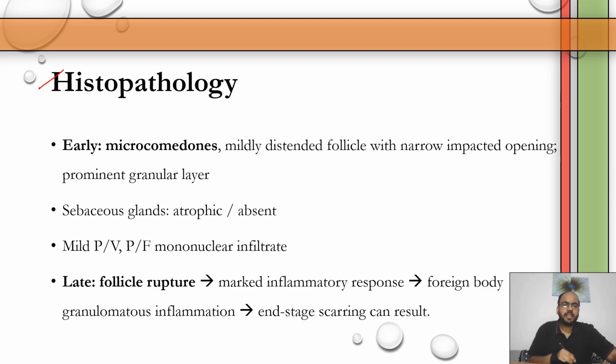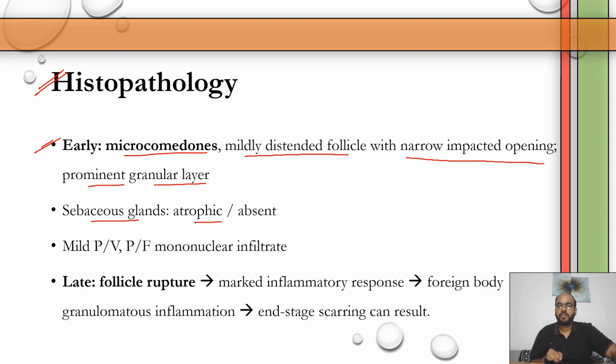So in a very brief manner, we'll discuss the histopathology of a comedone. It is, I think, hardly 2 slides. I just wanted to discuss it because now we have discussed the pathomechanism. We know what is happening, so it's a good idea to see what is happening. In the early stages, you have microcomedones with mildly distended follicle and a narrow impacted or closed opening. There is prominence of the granular layer. Clear? Sebaceous gland may be atrophic or absent.